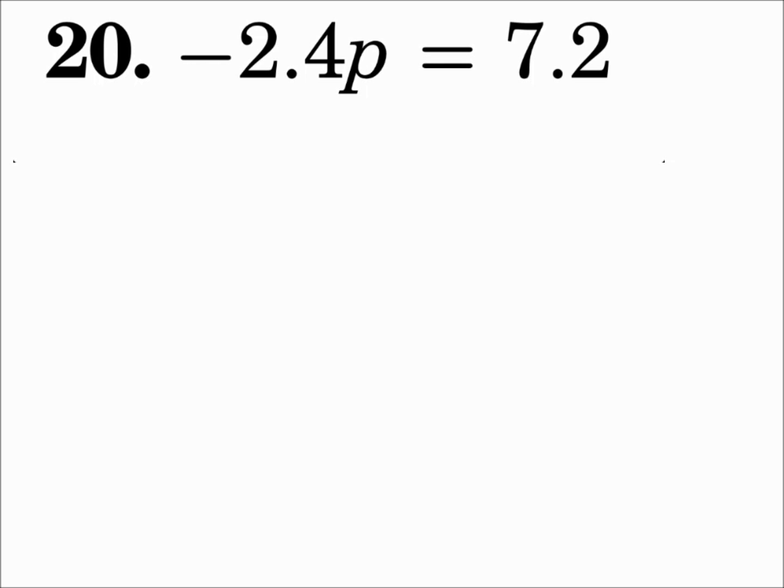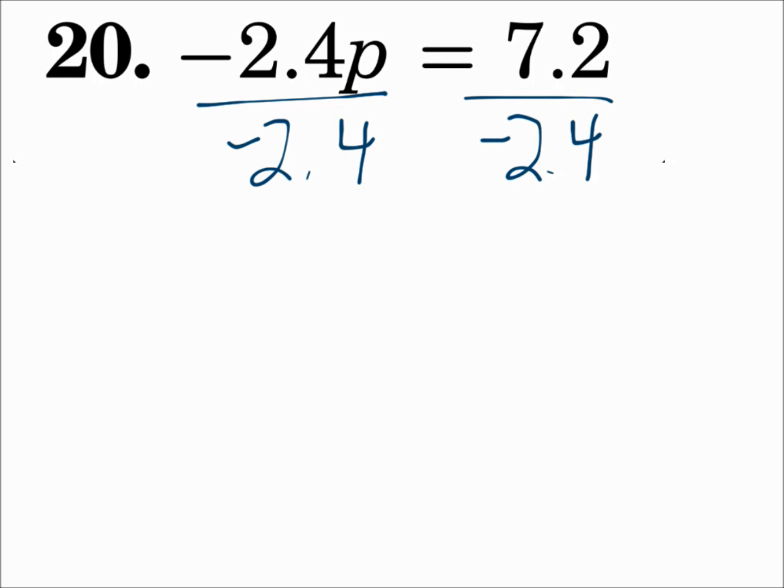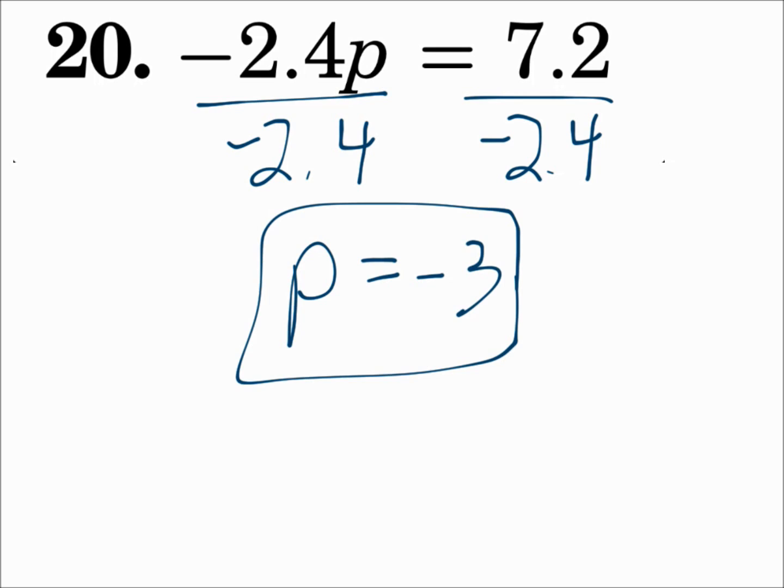Number 20. Negative 2.4p equals 7.2. That's negative 2.4 times p. So do the opposite operation and divide both sides by negative 2.4. Negative 2.4 divided by negative 2.4 is 1, and 1 times p is p. On the right, 7.2 divided by negative 2.4 is negative 3.